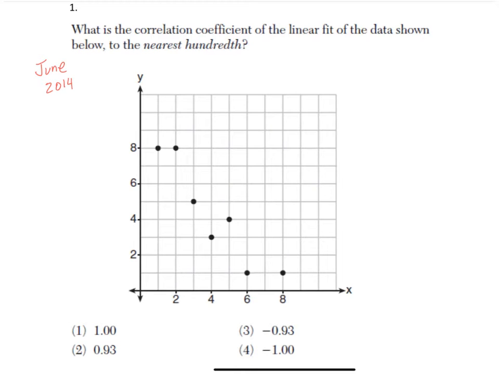So we have this question. This is the Regents prep for the scatter plots and line of best fit. What is the correlation coefficient of the linear fit of the data shown below to the nearest hundredth?